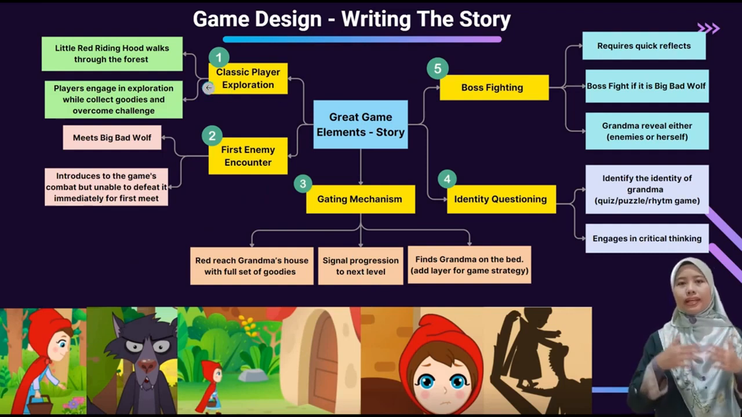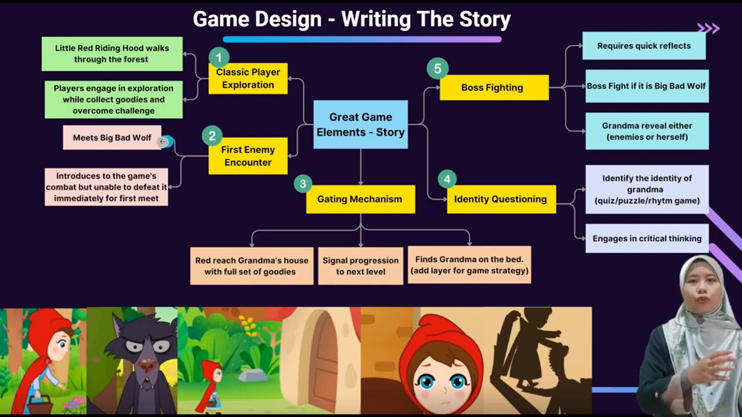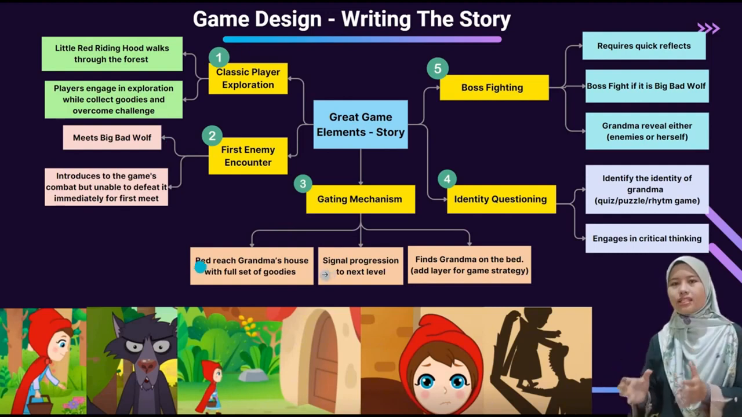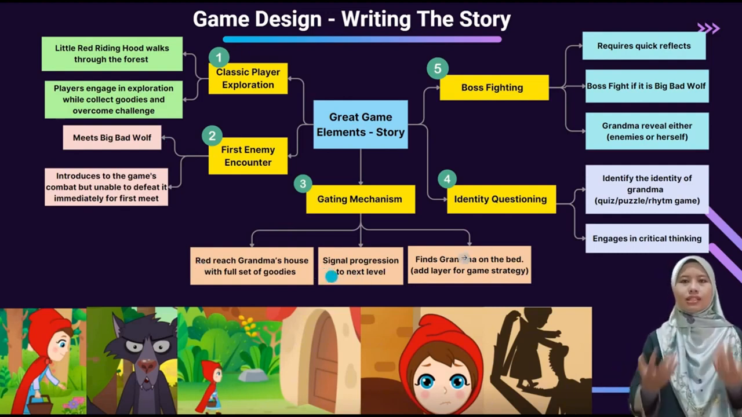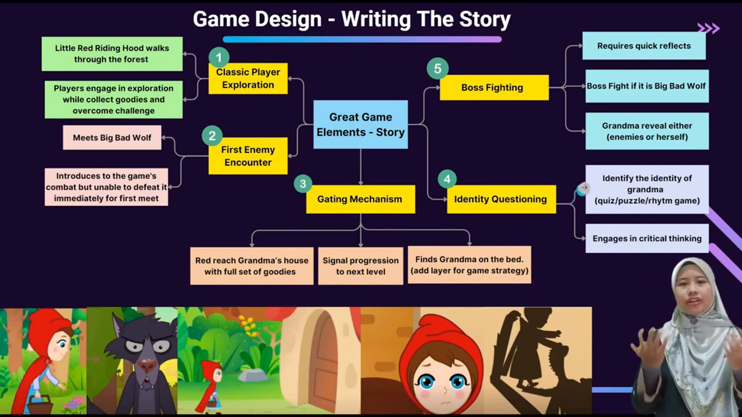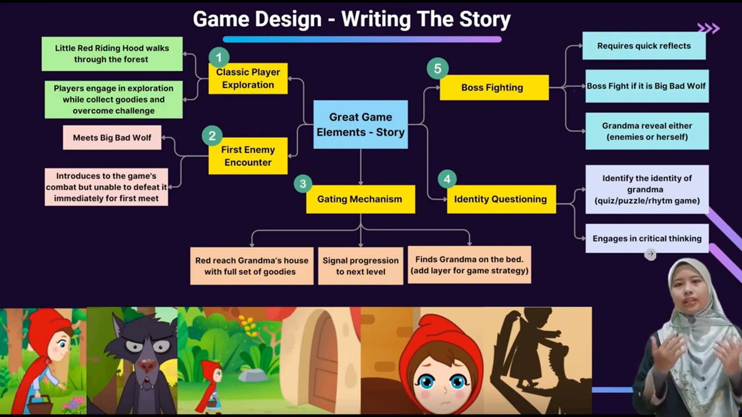First, there's player exploration, like when Little Red Riding Hood goes through the forest to collect stuff. Then there are first enemy encounters, such as meeting the wolf, getting a mechanism like reaching grandma's house, and this is the signal of progression to the next level. Next, identity questioning at depth, like figuring out who grandma really is. Finally, there is a boss fight like taking on the big bad wolf, which brings everything to the climax.